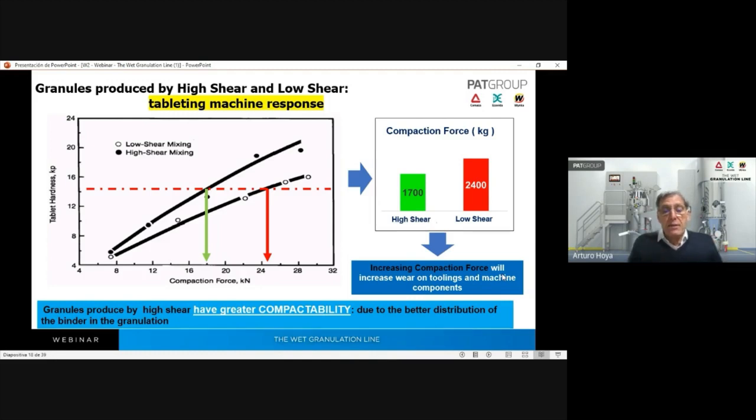And if this percentage is more than 20 or 30%, you can say, well, these granules do not have sufficient mechanical strength. This is for the granules. Of course, there are a lot of methodologies, but this is a principle.